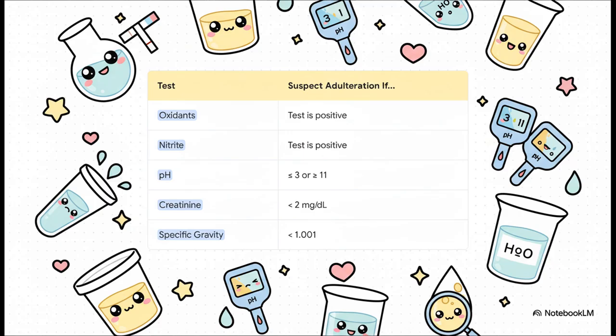In this table right here, this is your clinical checklist. In the lab, we run a whole panel of tests just on this sample's integrity. We test for oxidants and nitrites, we check the pH. If it's super acidic or super alkaline, you know something's been added.